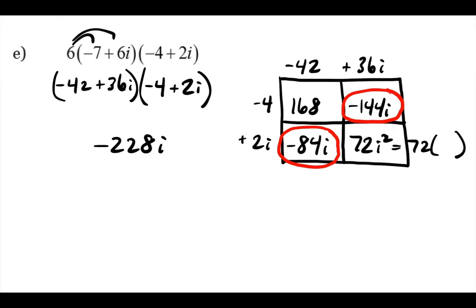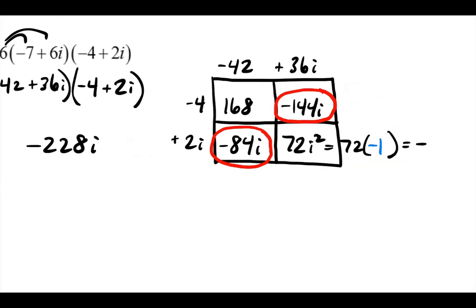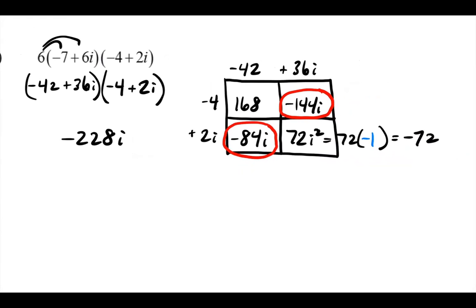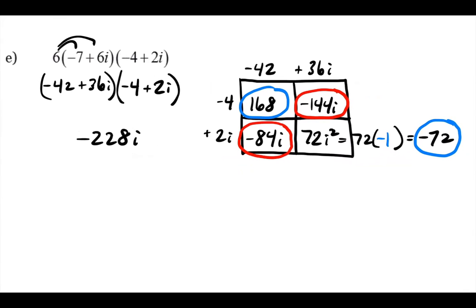There you go. 72 times, what did I multiply by last time? Negative 1. So when I multiply 72 times negative 1, what do I get? I just get a negative 72, right? Now I can combine these guys here. One of them is a positive, one of them is a negative, so I'm gonna subtract them. And I get positive 96. That's real, so that goes in front. Done.